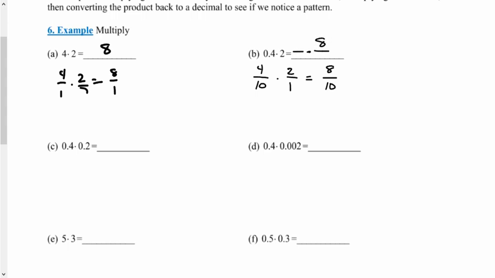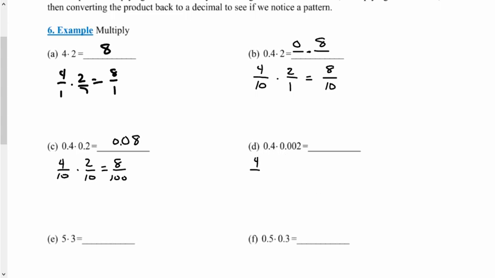So this will just be 8. This is 8/10, 0.8. 0.4, well, that's 4/10. And this is 2/10. That's going to get me 8 and then hundredths. So that will get me 0.08. Okay, notice the zeros here. Notice the zeros up here. Okay, let's go ahead and keep going.